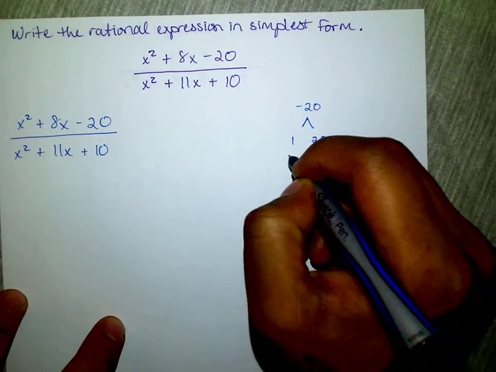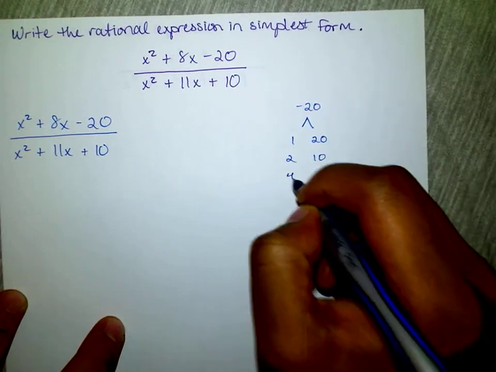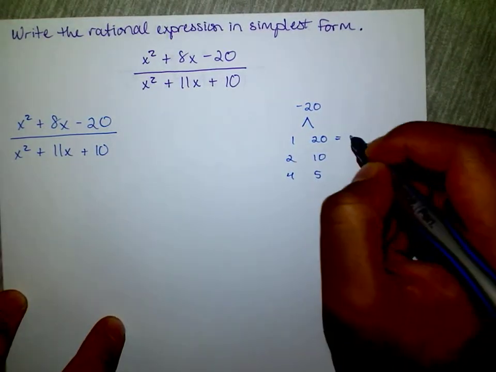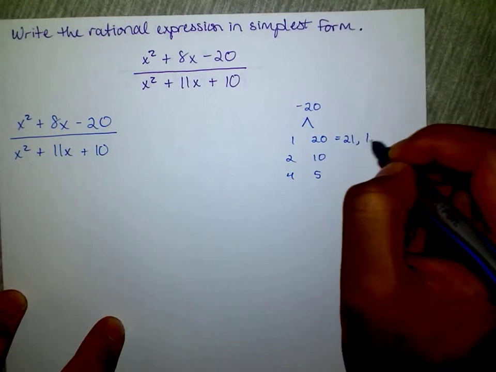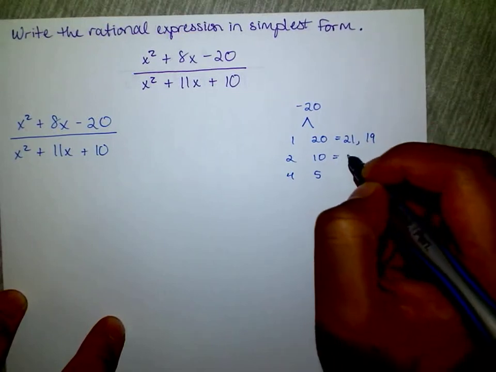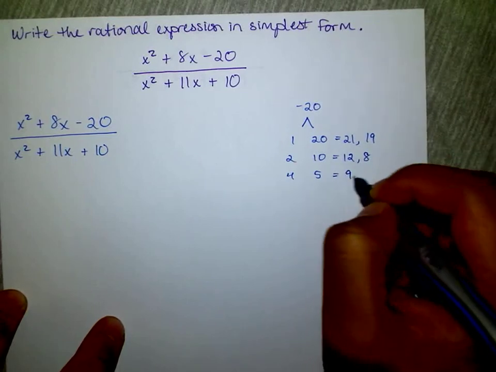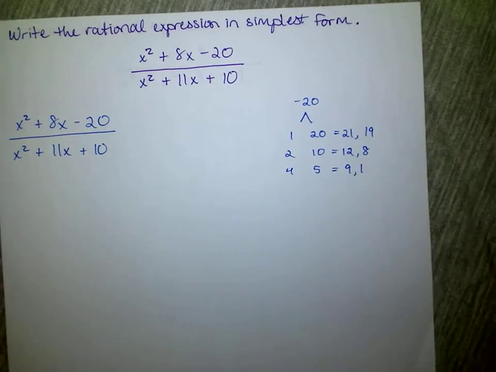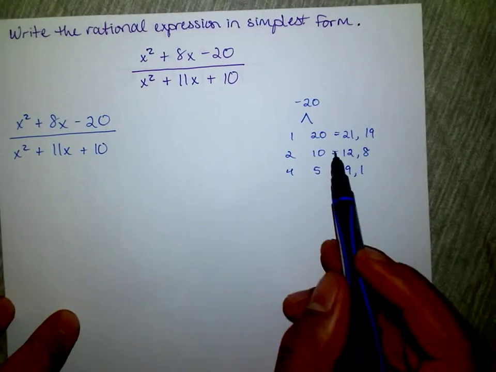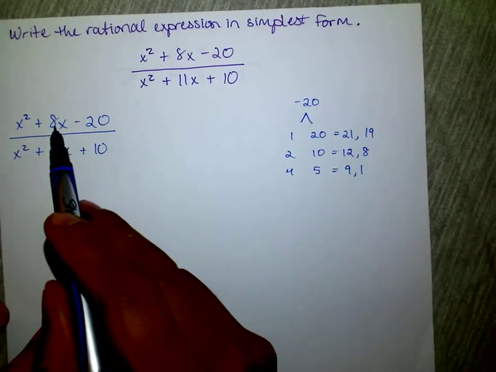1 and 20, 2 and 10, 4 and 5. If I add these, that'll give me 21. If I subtract, that'll give me 19. If I add these, that'll give me 12. If I subtract, that'll give me 8. If I add these, that'll give me 9. Subtract, that'll give me 1. Alright, well, I want 20, but I want the middle term to be 8.